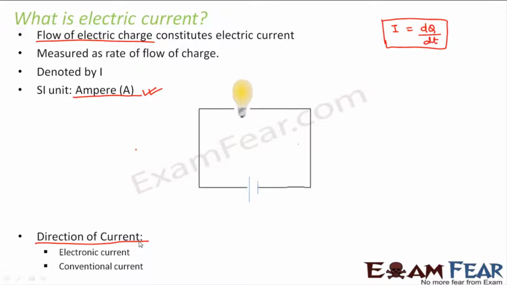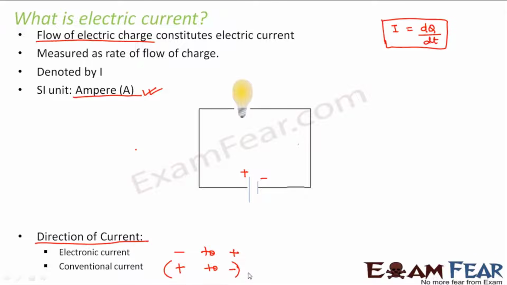Now the direction of electronic current, that is the flow of electrons, will take place like this: if this is the positive terminal of the battery and this is the negative terminal of the battery, the electrons will come out from the negative terminal. So the direction of electronic current is from negative to positive. But the direction of conventional current is considered opposite to the direction of electronic current, that is from positive to negative. Now conventional current is what we use everywhere.